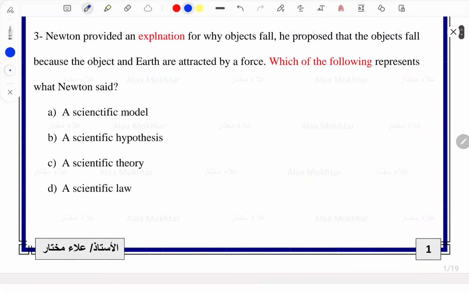Number 3. Newton provided an explanation for why objects fall. He proposed that the object falls because the object and earth are attracted by a force. Which of the following represents what Newton said? What Newton said is an explanation, it means it is theory. So the answer will be a scientific theory. A scientific theory is an explanation for something that happens around us.